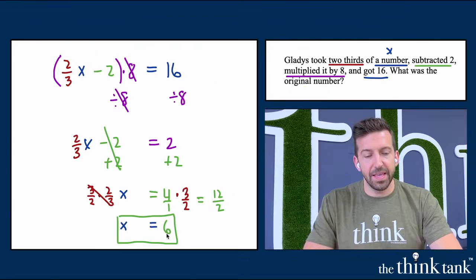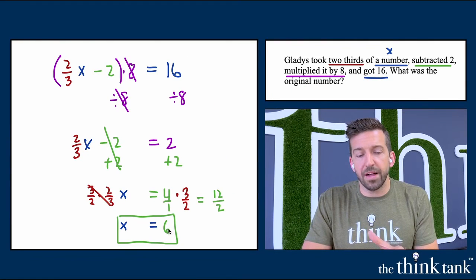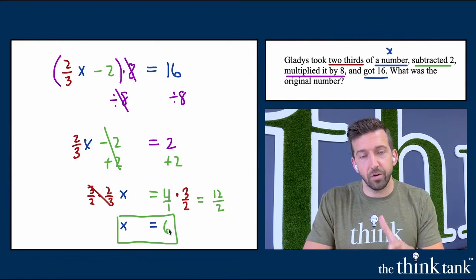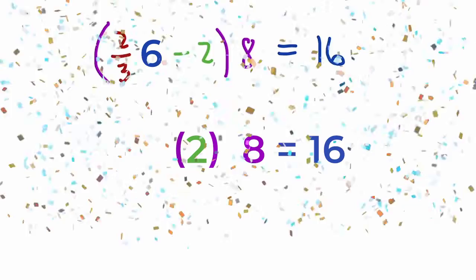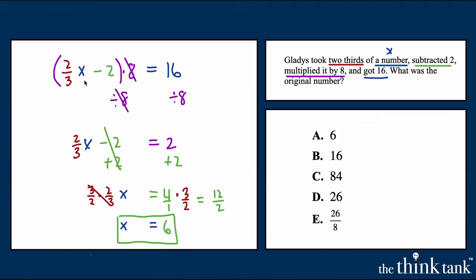And now, if you wanted to check your work on this and see if this was really the number that Gladys started with, here's what you would do. Let's take 2/3 of 6. Do the work on the margin if you need to, but 2/3 of 6 is 4. Well, what's 4 minus 2? 4 minus 2 is 2. And if I take that 2 and I multiply by 8, what do we get? Sure enough, we get 16, which means this was the right number that actually worked in this equation, which means Gladys really did start with the number 6. And that means our answer is A. And if you got it, great thinking.